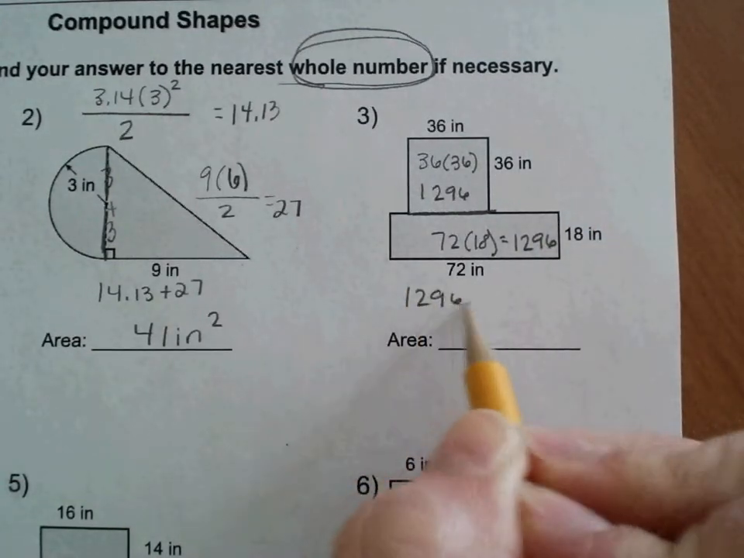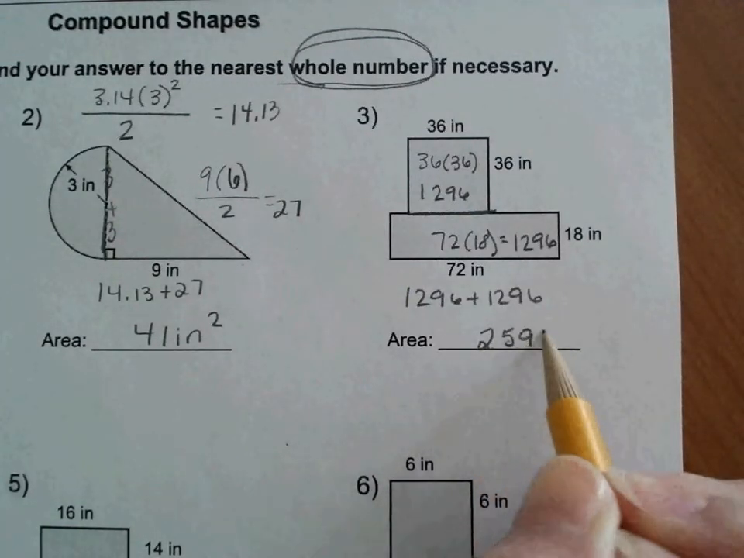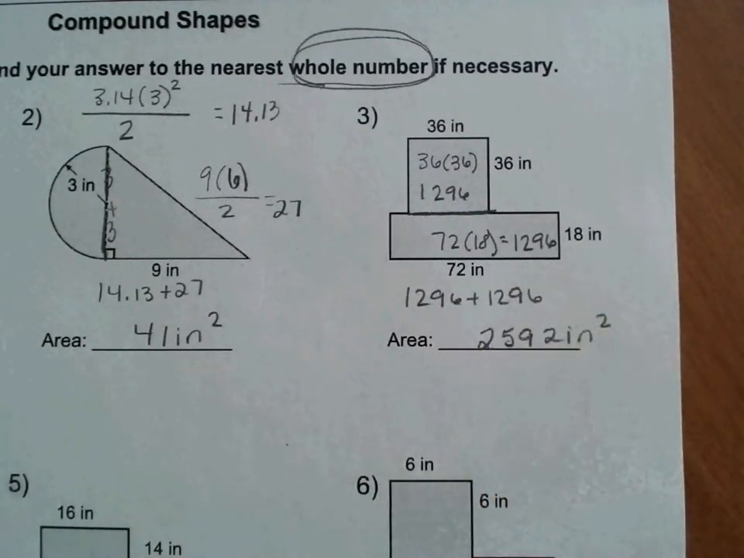When I take 1,296 plus 1,296, I'm left with 2,592 inches squared.